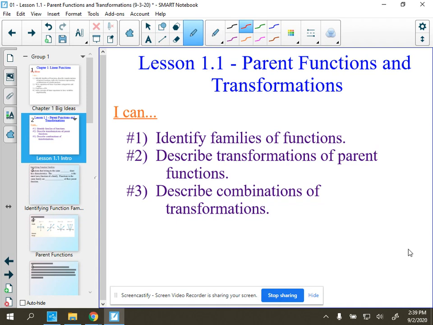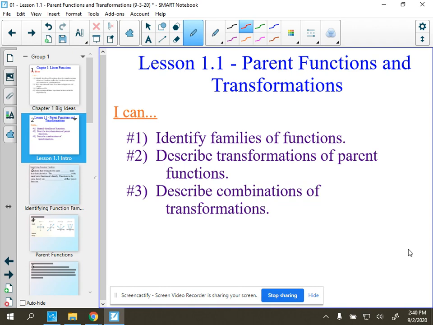All right, welcome to lesson 1.1 notes on parent functions and transformations. Our learning targets for the day are to identify families of functions. We'll talk about families. What does that mean? Describe the transformations of parent functions, which is probably the main idea of the lesson, and also describe combinations of transformations. So they all go hand in hand with families of functions and transformations of those parent functions.